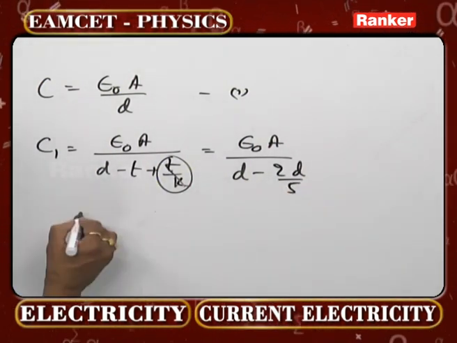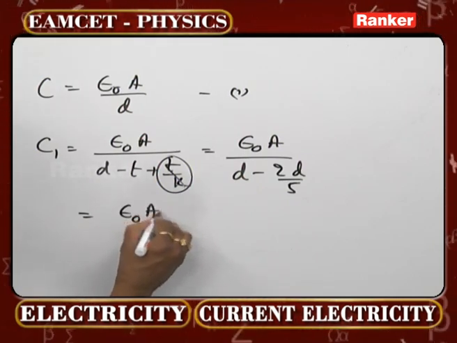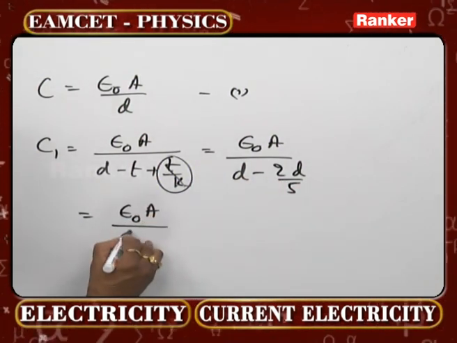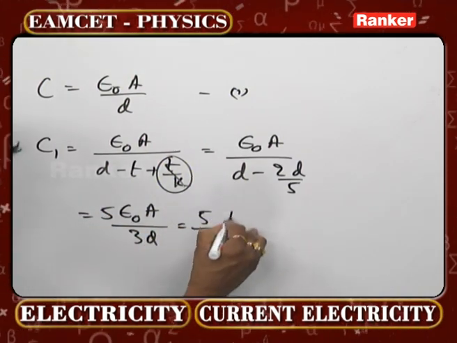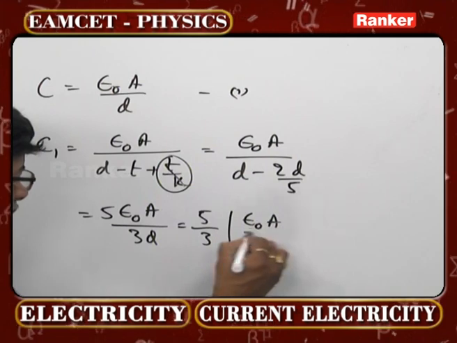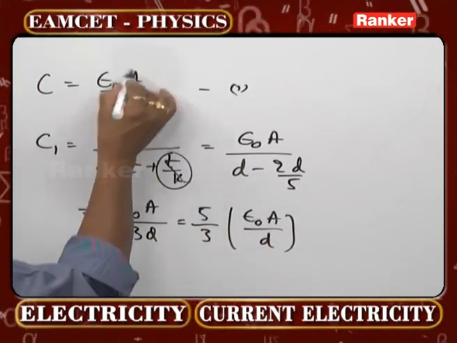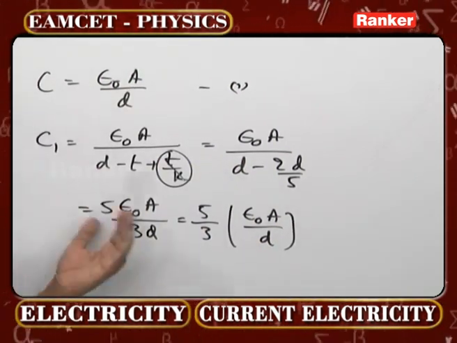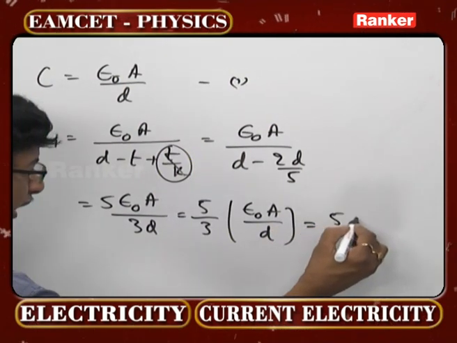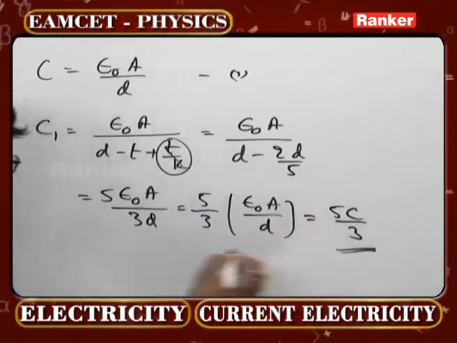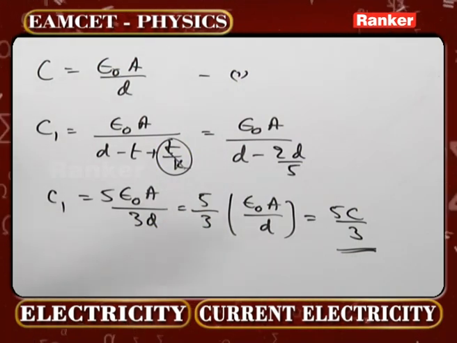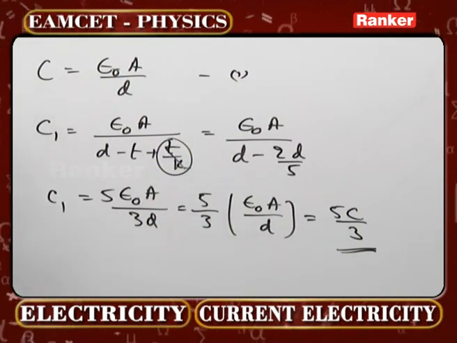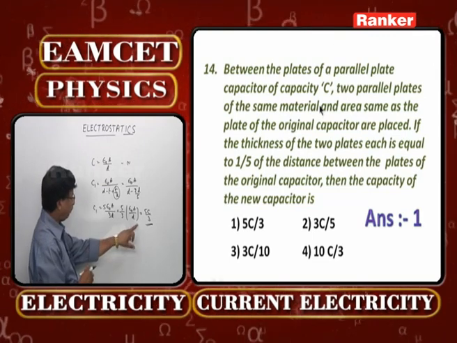Then what happens to this one? Epsilon naught A by 5D minus 2D, that is 3D by 5. So is it not 5 by 3 times epsilon naught A by D? What is epsilon naught A by D? It is the original capacity. So we can now write 5C by 3 must be the present capacity of the system. That means the answer must be the first option in this problem number 14.